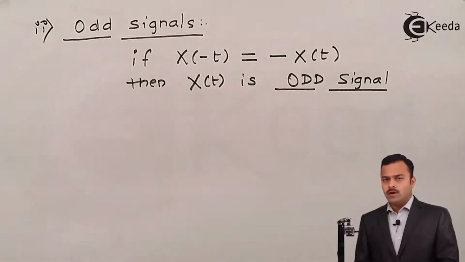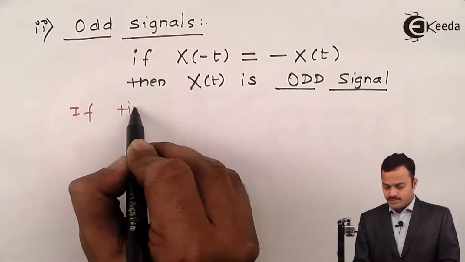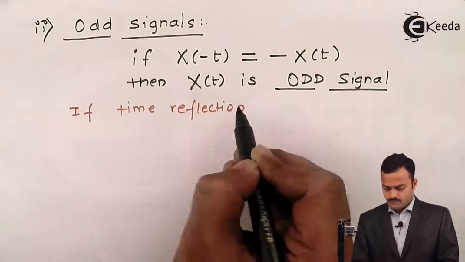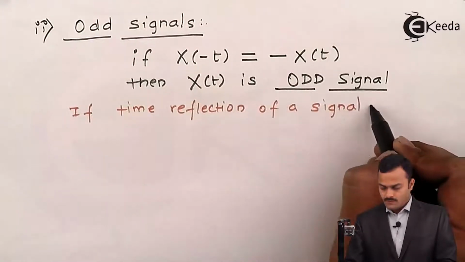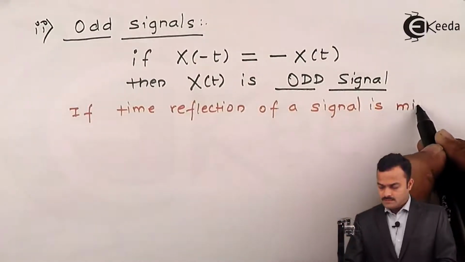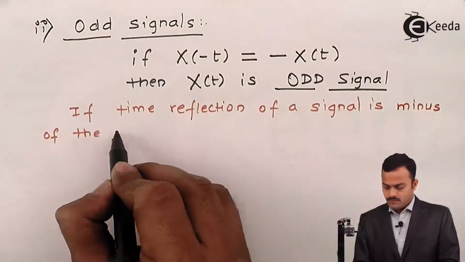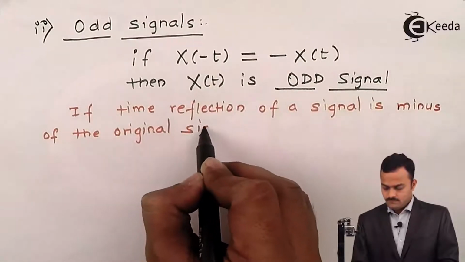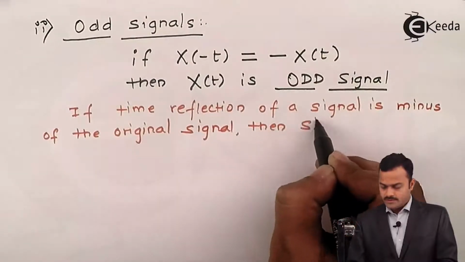So in words, I can say, if time reflection of a signal is minus of the original signal, then the signal is an odd signal.